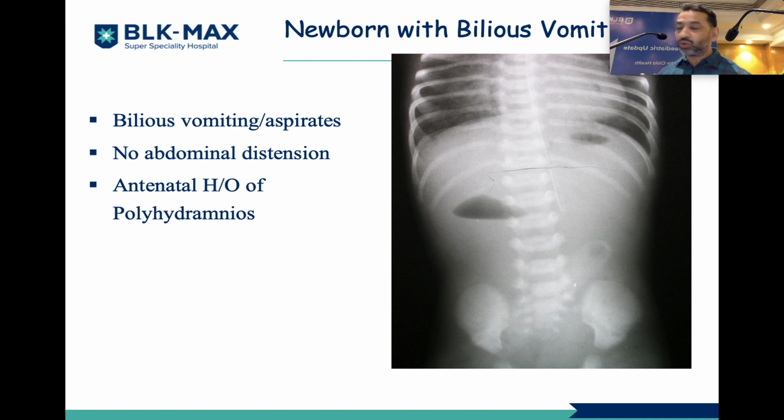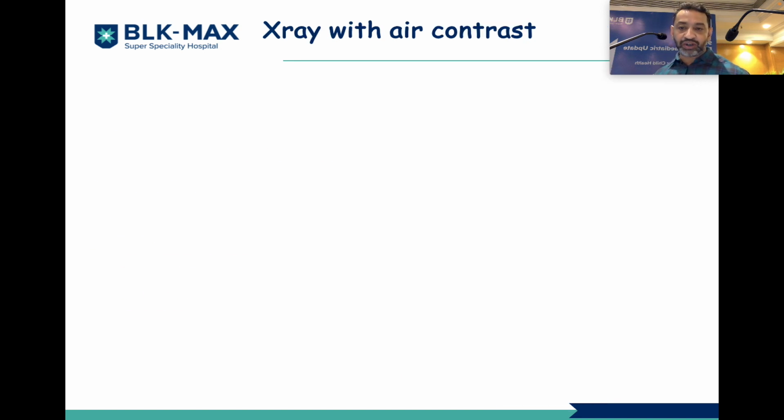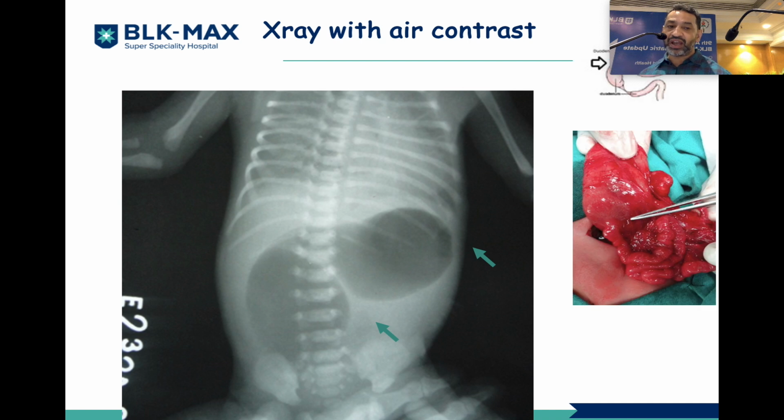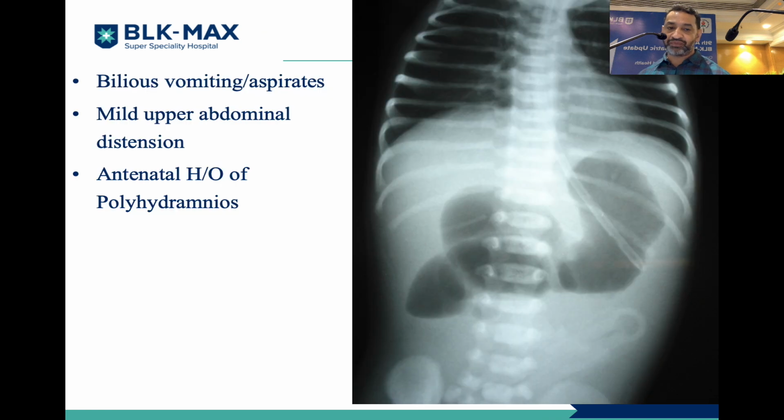So although the bubbles are not looking very classical, just to confirm your diagnosis, you can always inject some more air. When you inject some more air, then you will have a very classical picture of the double bubble sign, which is seen in duodenal obstruction, that is duodenal atresia. And this is a duodenal atresia, and the child required a duodenostomy.